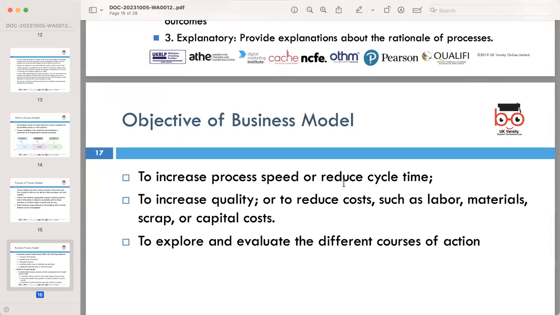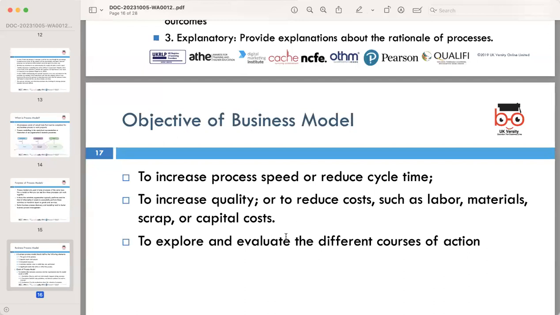Then increase quality, obviously very important. Improving the quality of products or services is a common objective. Higher quality often leads to increased customer satisfaction and loyalty. Then reduce cost: cost reduction is a critical objective for many organizations. This can encompass various cost categories, including labor cost, material cost, reduction of scrap, or capital expenditures.